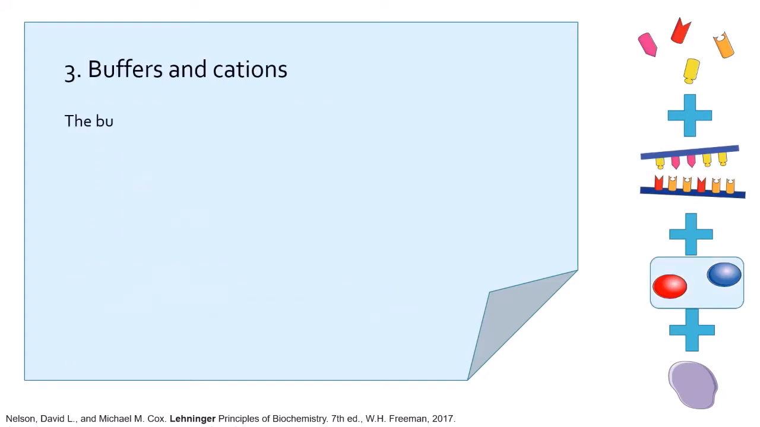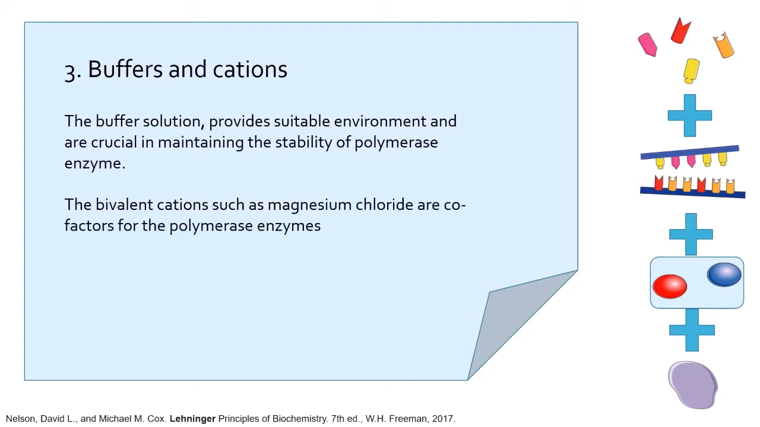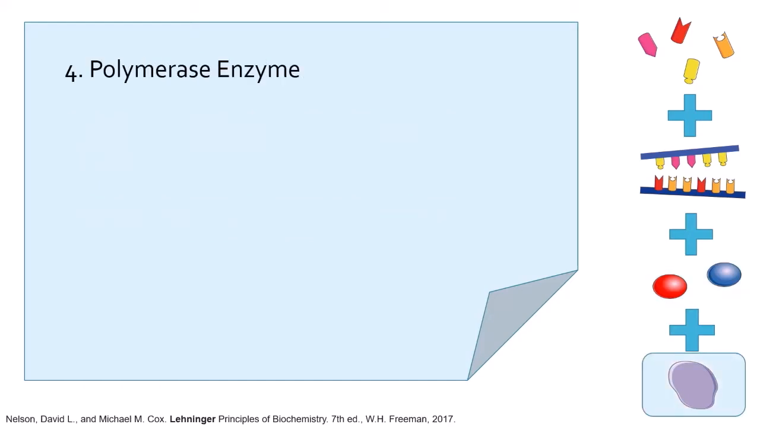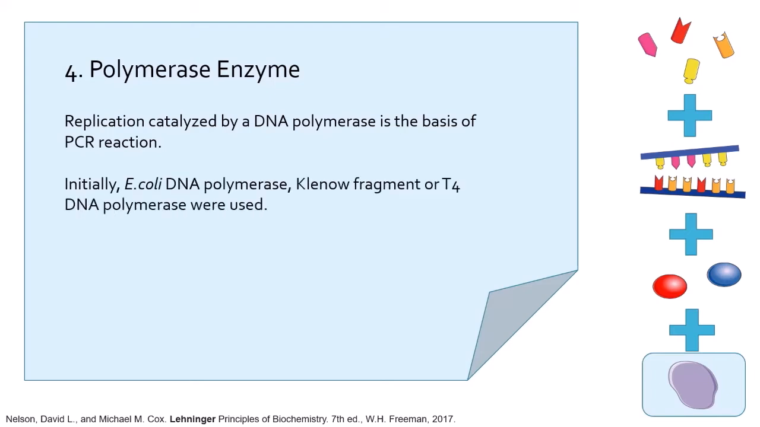Buffers and cations. The buffer solution provides a suitable environment, which is crucial in maintaining the stability of the polymerase enzyme, while the bivalent cations, such as magnesium chloride, are cofactors for the polymerase enzyme. The polymerase enzyme is the most crucial ingredient of the PCR reaction mixture. Replication catalyzed by DNA polymerase is the basis of the PCR reaction.